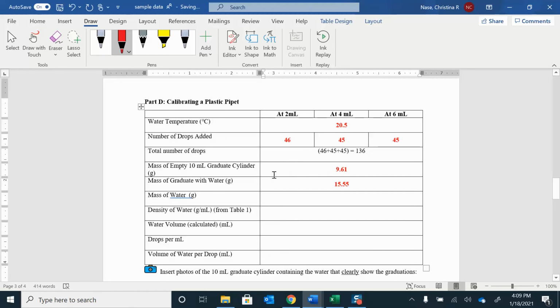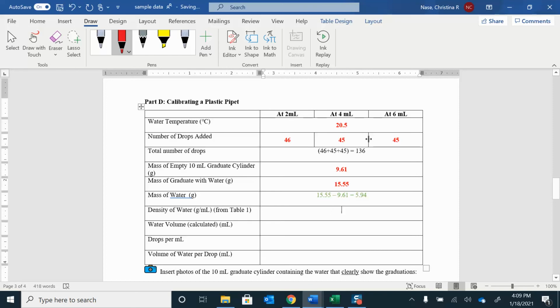Great. I measured my graduated cylinder when it was empty, and then I measured it after I added these 136 drops in there. And this is what I got when I put that on the balance. So to figure out the mass of the water, I could just take the difference between those two numbers. So I'm going to do 15.55 minus 9.61, and I get 5.94 grams. So that's the mass of the water that I had.